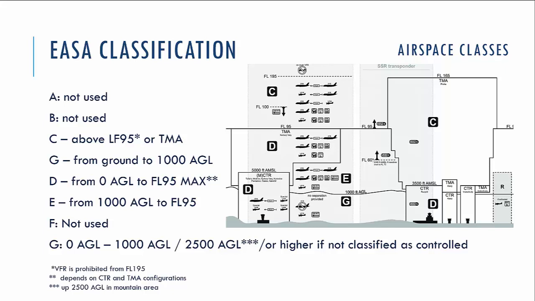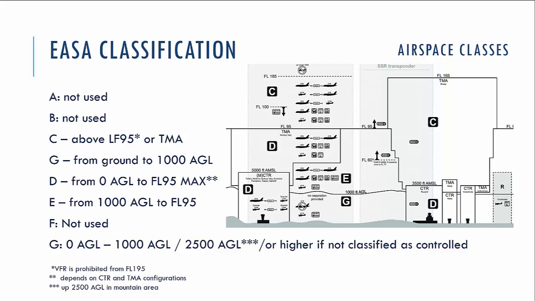So the classes A and B, they are not used. Class C is used only for common controlled traffic above flight level 9.5, or class C is also designated for the busiest airport from the upper level of D airspace. And D airspace is designated for control zones and terminal maneuvering areas for other airports. Class E is just other common controlled airspace.